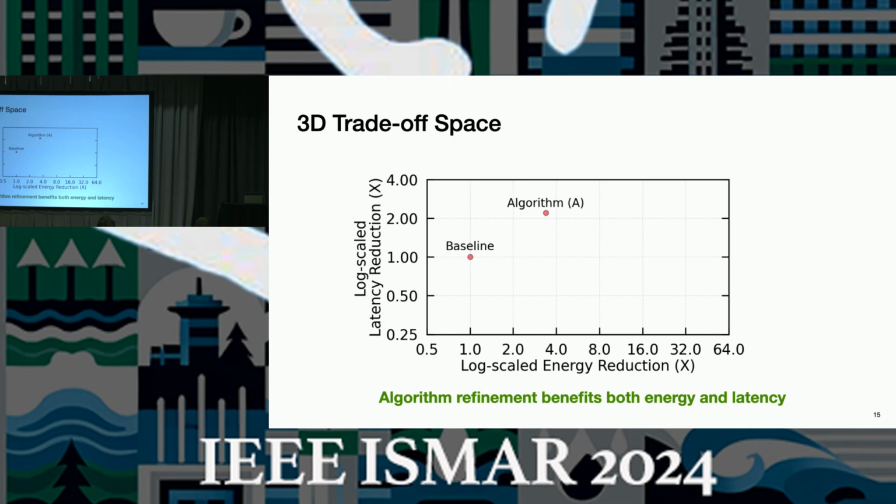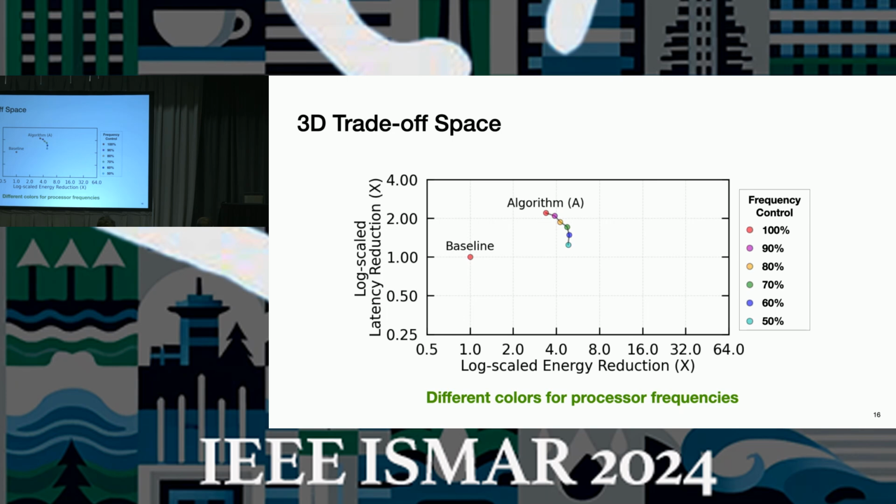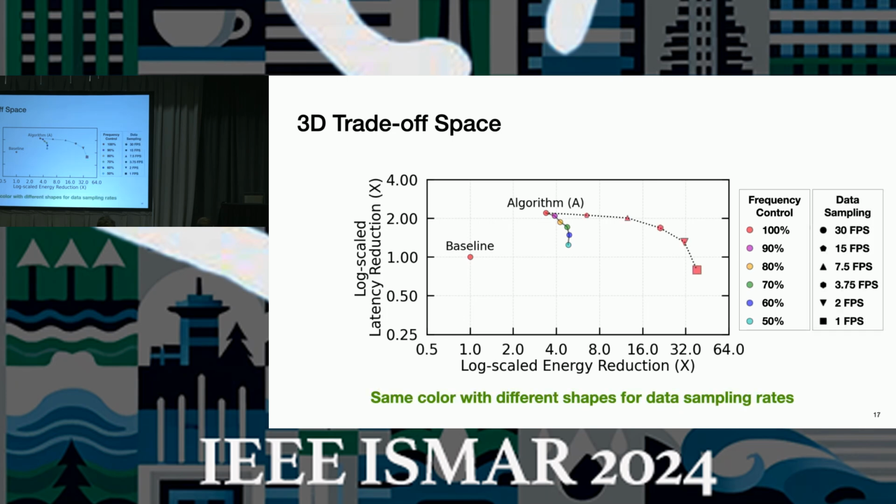If we apply algorithmic changes, we can move the baseline to point A with both energy and latency savings. And starting from A, we use different colors for different frequencies, and similarly, we use the same color but different shapes for different sampling rates. We use marker size for accuracy loss, which is affected only by the sampling rate. So that is why the marker size is tightly coupled with the marker shape. The accuracy ranges from 0 to 1, so an accuracy drop of 0.01 can be negligible.